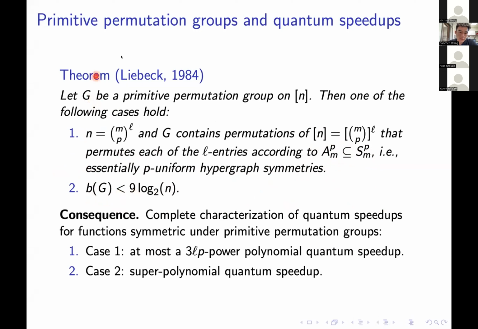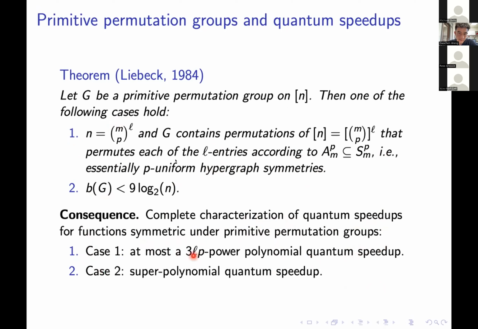And the consequence of this theorem, together with what we just discussed about how base size relates to quantum speedups, and also a bit earlier how graph symmetries relate to quantum speedups, is the following. We get a complete characterization of quantum speedups for functions symmetric under primitive permutation groups. In case 1, this is essentially hypergraph symmetries, and we have shown that there can only be polynomial quantum speedups.